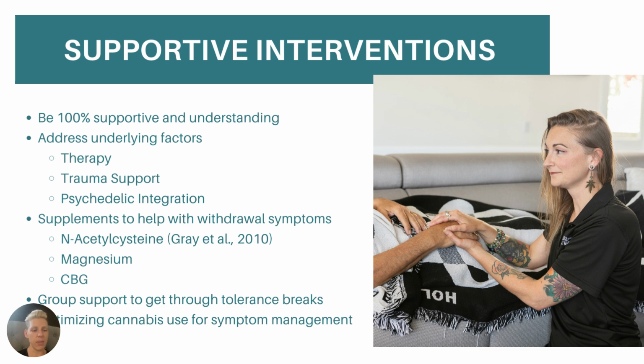We encourage patients to use magnesium to help regulate their nervous system, especially in the immediate phase of coming off of THC. And we have a curiosity around CBG to see if it can help with the withdrawal symptoms because of its unique action on receptors involved in our fight or flight response. And then group support can be really effective in helping people get through their tolerance breaks. And then we're helping them optimize their cannabis use for their symptom management. That means we're teaching them the difference between resin and rosin, and higher quality tinctures, and getting away from inhalation if they need longer acting management.